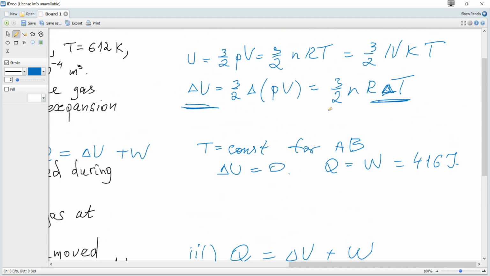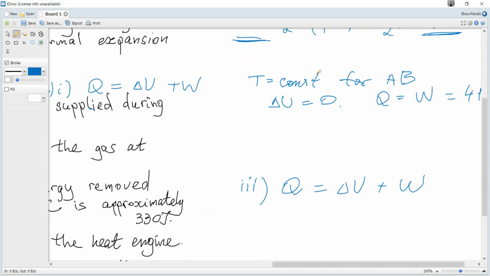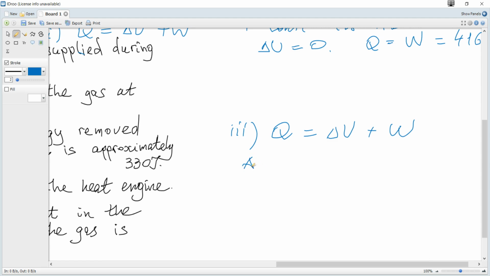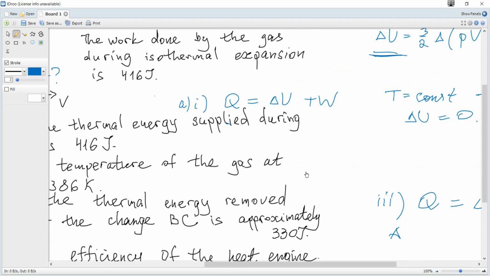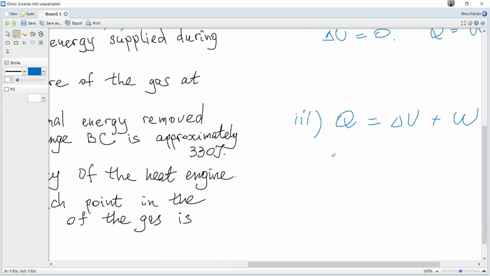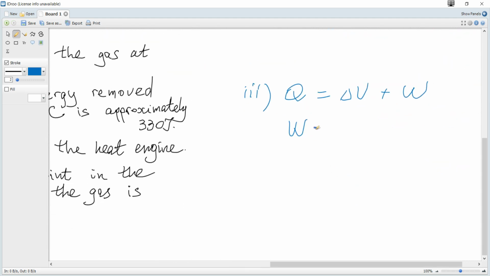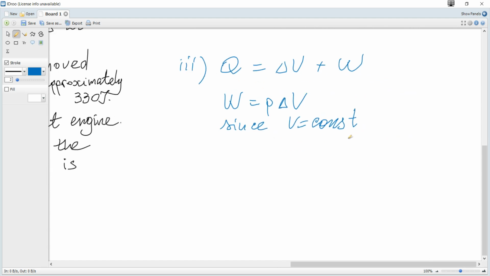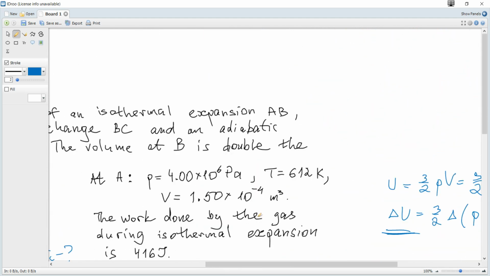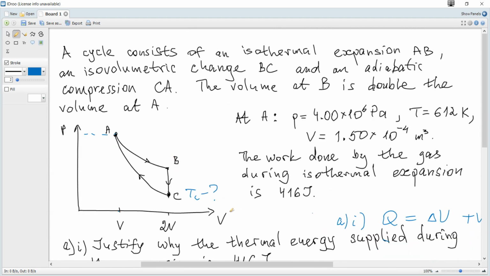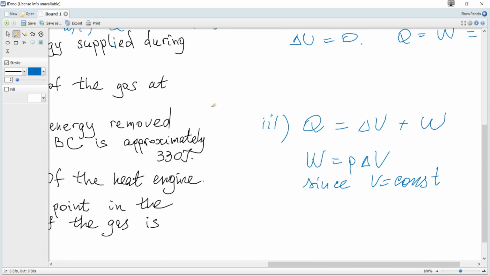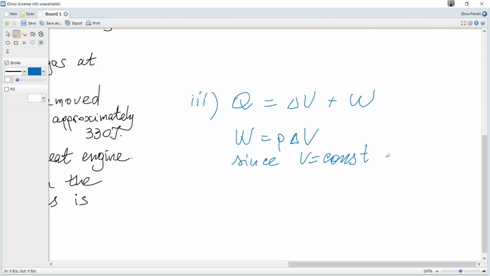You can see we can apply these formulas, and since volume is constant, the work of the gas is P delta V, and since V is constant because it's an isovolumetric or isochoric process, BC, where is it? BC is required. You can see V is constant, so the work done by the gas is 0.